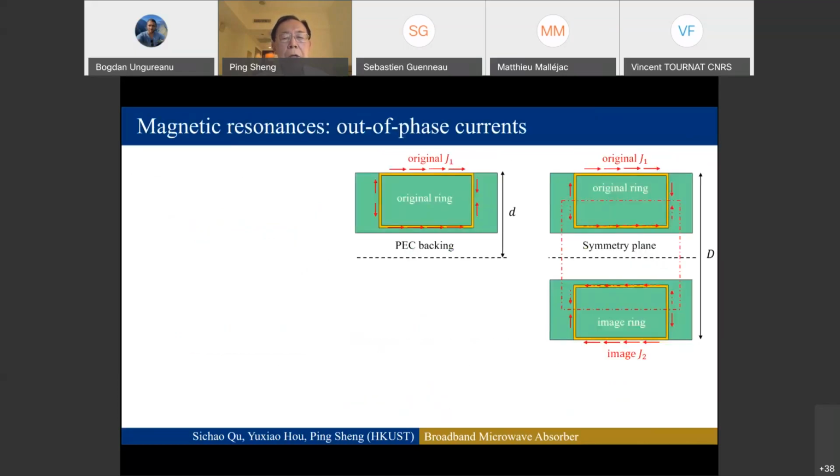Okay, so here we have a metallic ring, okay? And the current flow is as shown by the red arrows, okay? And now we put a PEC backing, okay? And the distance from the top of the sample plane to the PEC backing is the lowercase d. And now on the right-hand side, we show the image plane or the symmetry plane. And in the low frequency or the static limit, this is what we expect. Namely, the current is reversed, okay? And what I want to draw your attention to is the red dashed box, okay? I want to focus only on the original J1 and the image J2, okay?